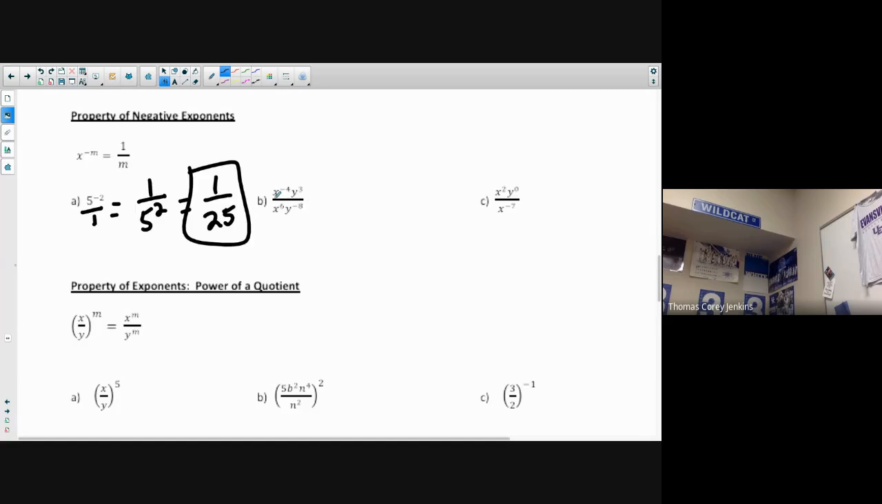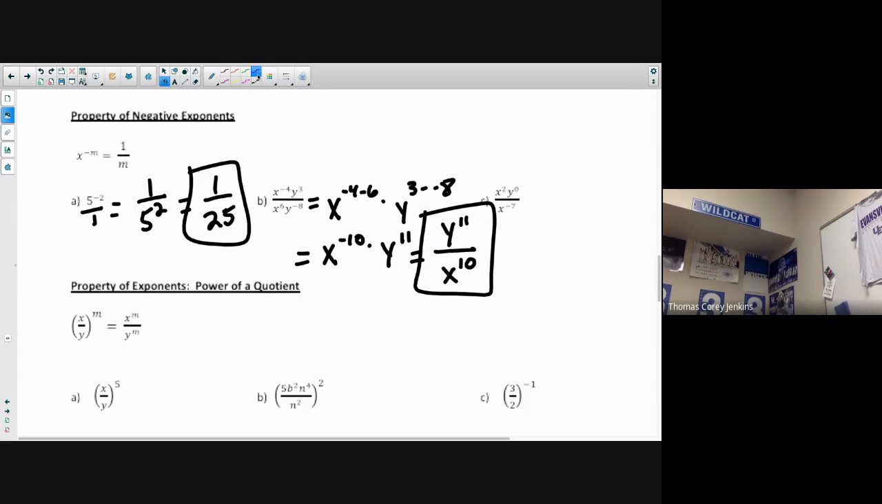So you could take care of your negatives first. I'll go ahead and do my subtraction first. That's the order I prefer there. So we're going to break this down to x to the negative 4 minus 6 times y to the 3 minus negative 8. So that's x to the negative 10 times y to the positive 11. And then we would simplify that to y to the 11 over x to the 10.